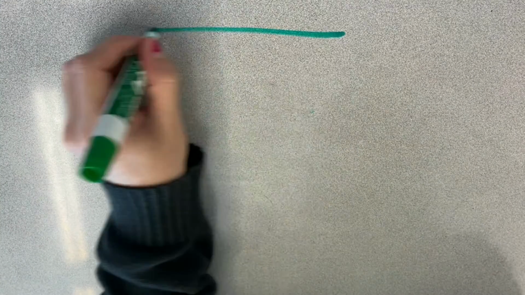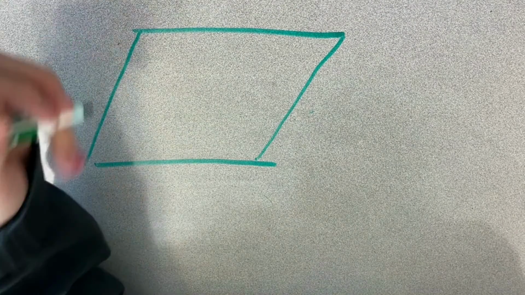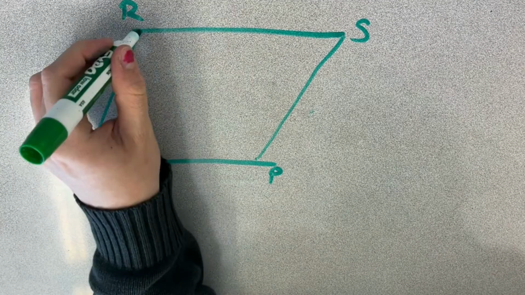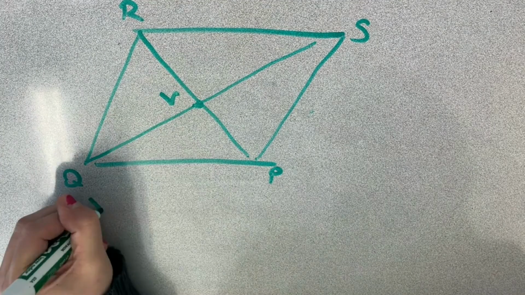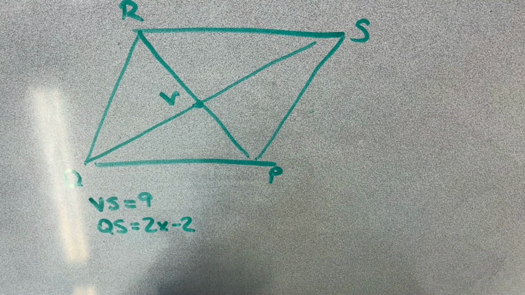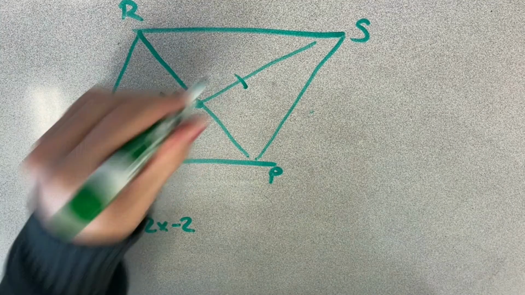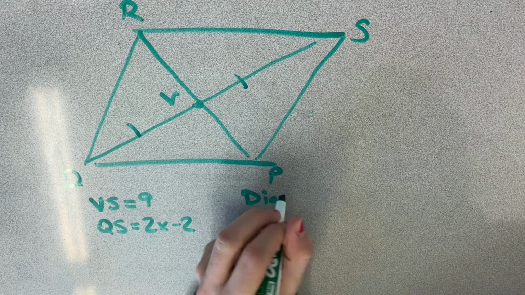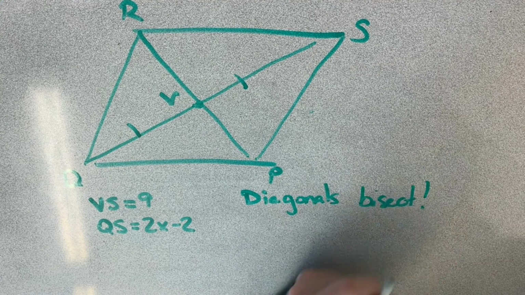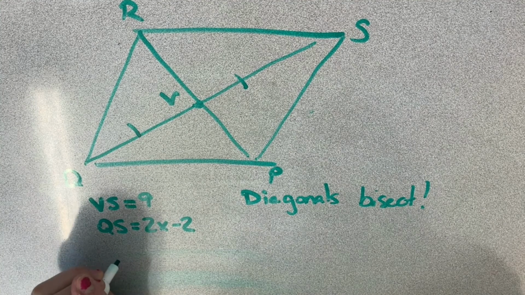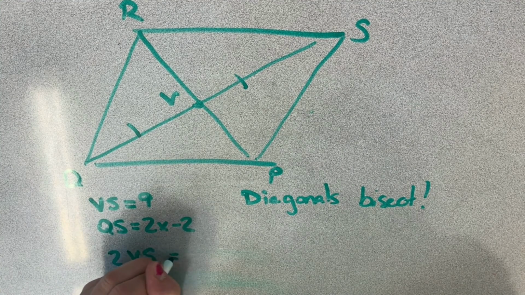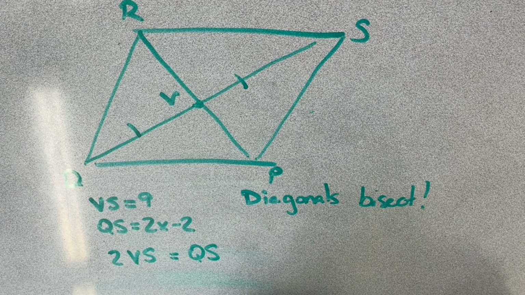All right, and example number 3. Here we have parallelogram PQRS and the diagonals given. The diagonals meet at point V. We're told VS is 9 and QS is 2x minus 2. And we know the diagonals bisect each other, so that means that QV is the same length as VS. How that helps with this problem, though, is that tells us VS is half of QS, or 2 times VS is equal to the whole thing, QS.